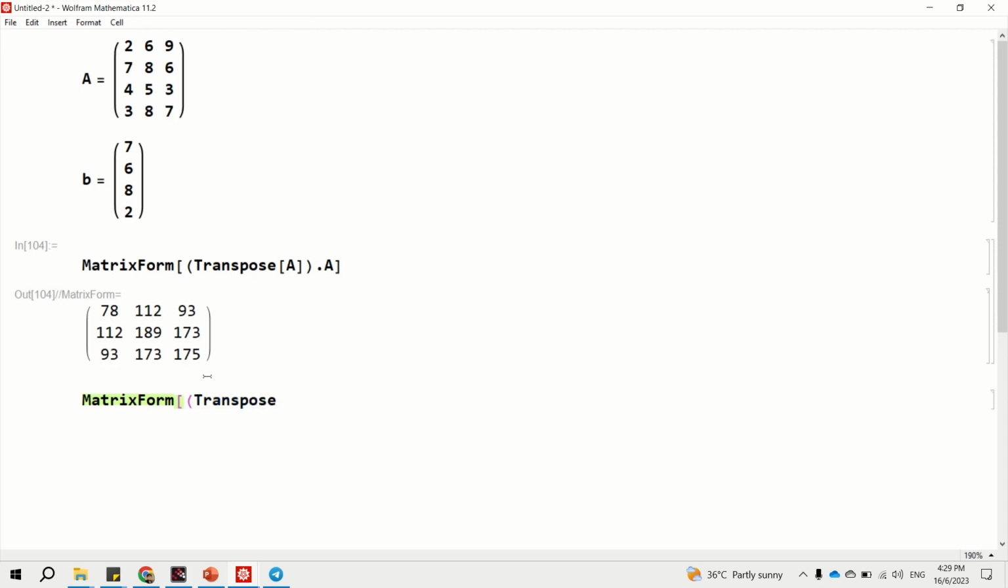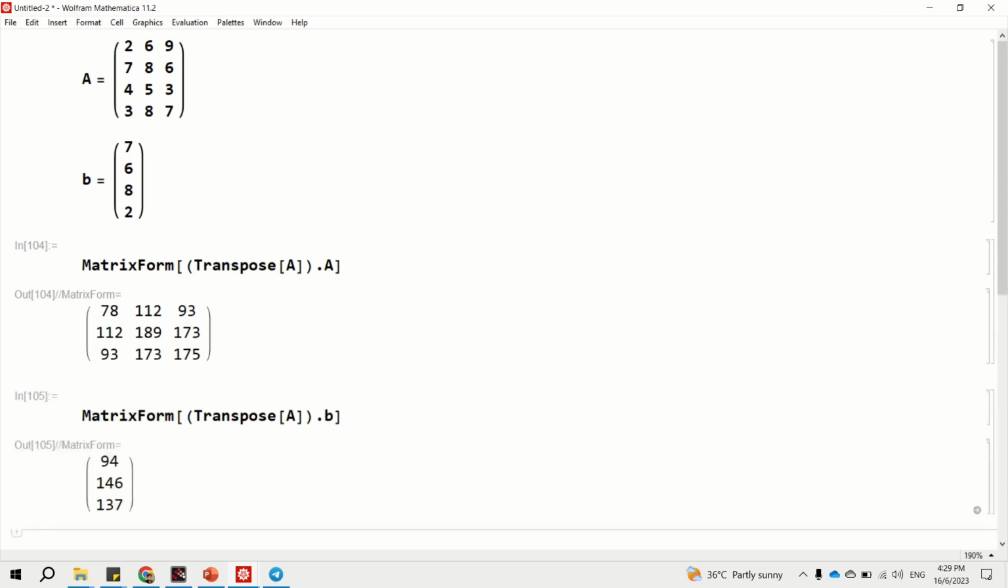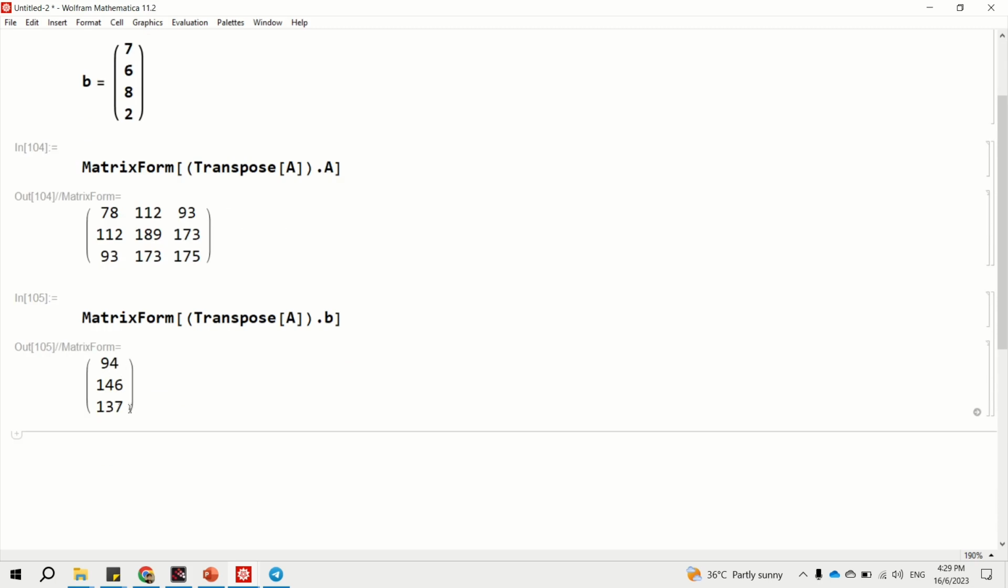Transpose A times B. Shift Enter. Okay, so this is the right hand side.